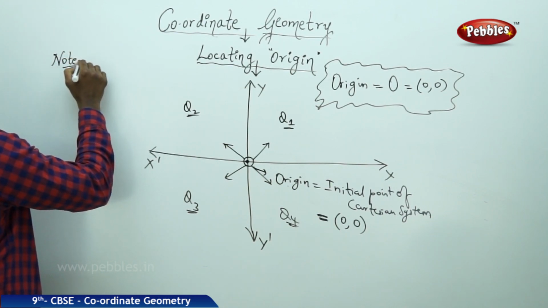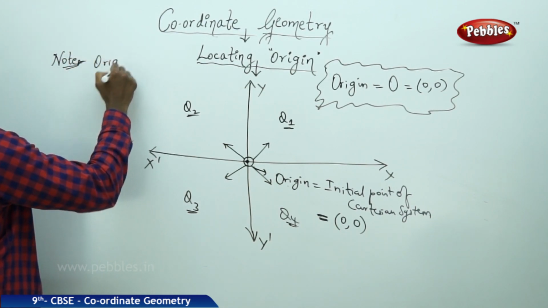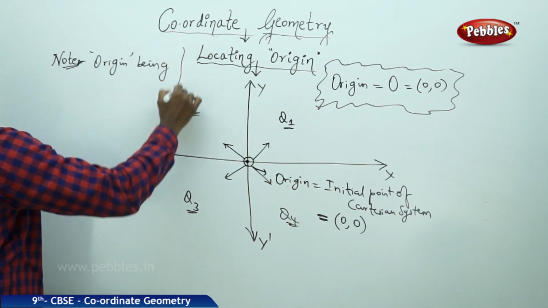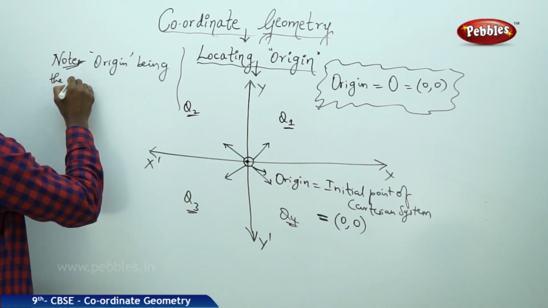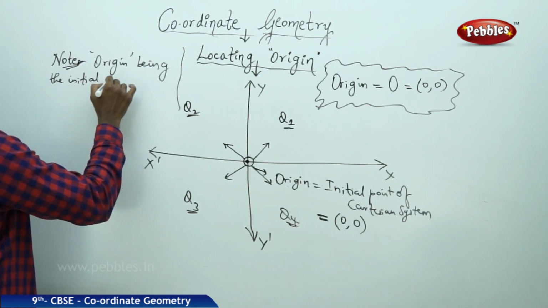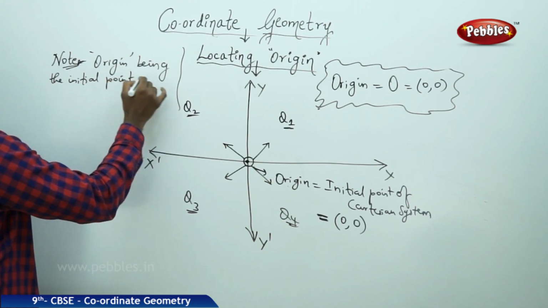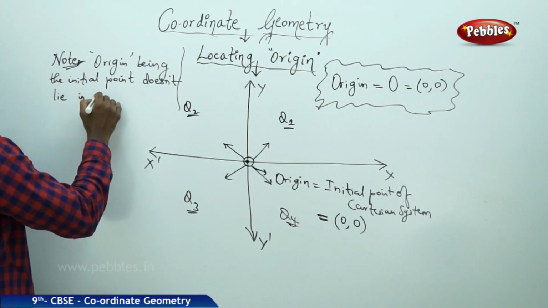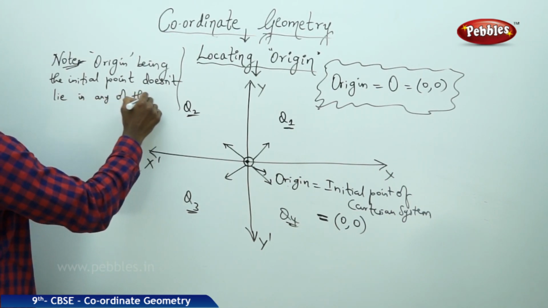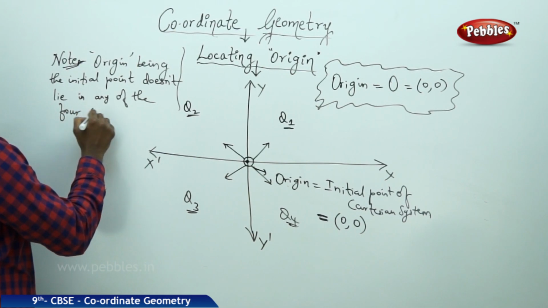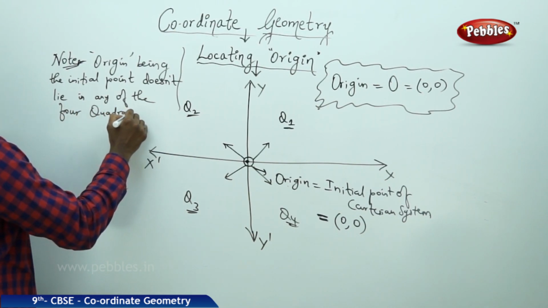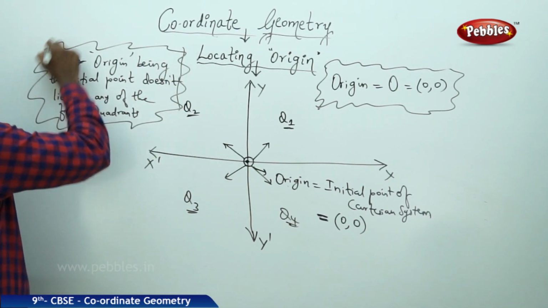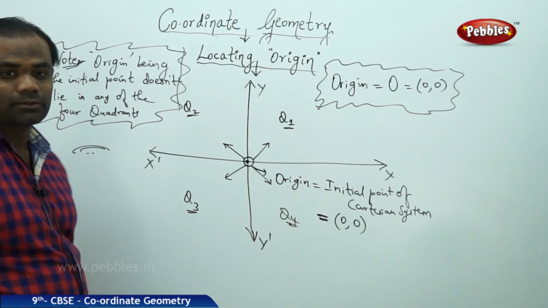that the origin, being the initial point, doesn't lie in any of the 4 quadrants Q1, Q2, Q3 and Q4.